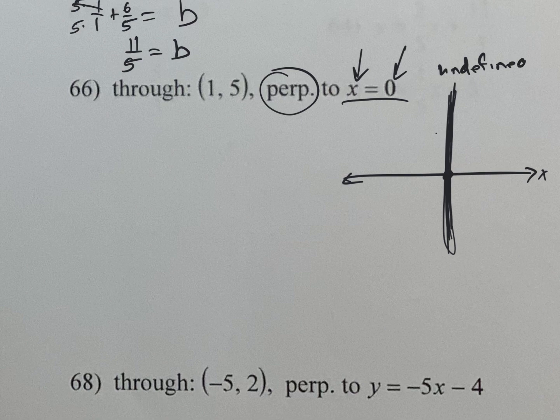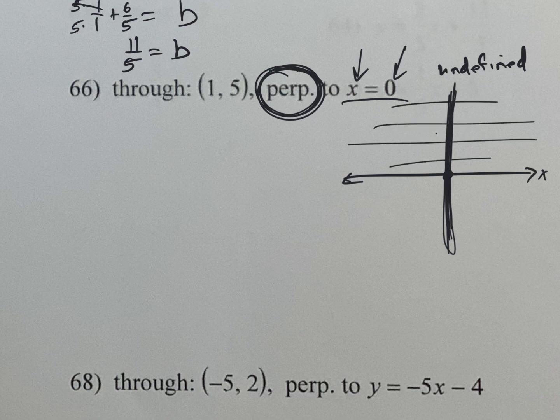But we want the slope of a perpendicular line. Perpendicular to vertical is, what? Horizontal. What's the slope of a horizontal line, everybody? The slope of a horizontal line is 0. So never ever say something has no slope, because we don't know if you're talking about undefined slope or 0 slope. Okay? So because you have 0 for your slope, write your equation.